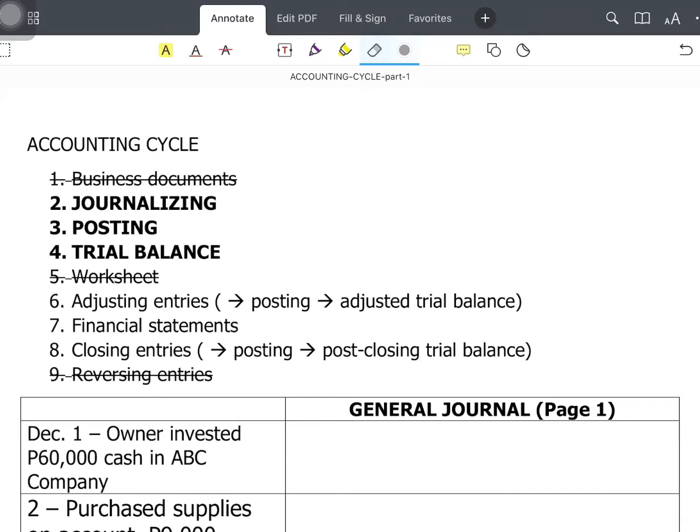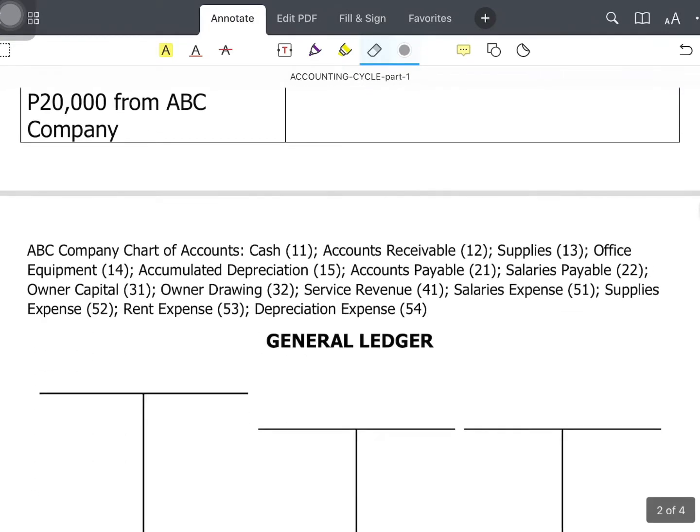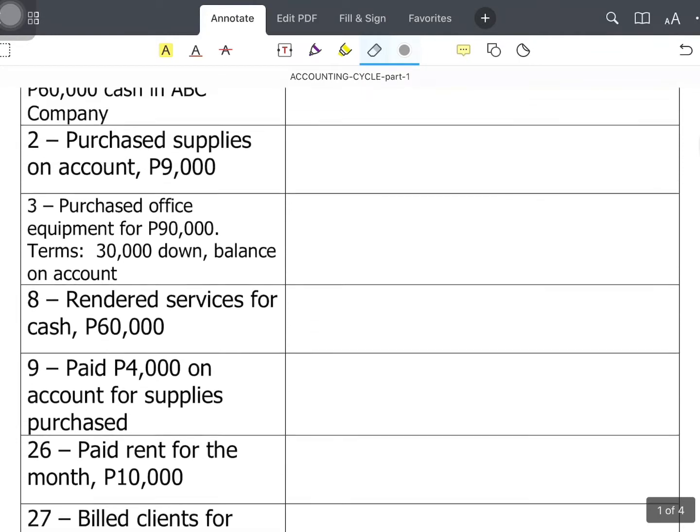But before that, refer to your chart of accounts because here, you will have the names of the account titles that you will be using. So it's good to take a look at them first before you proceed with the journal entry. So you have cash, AR, supplies, office equipment, ACDEP, accounts payable, salaries payable, owner capital, owner drawing, service revenue, salaries expense, supplies expense, rent expense, and depreciation expense.